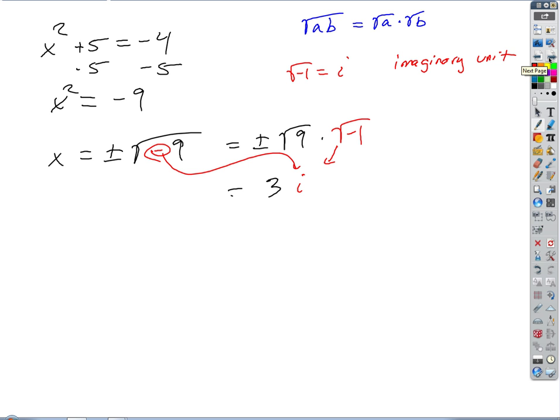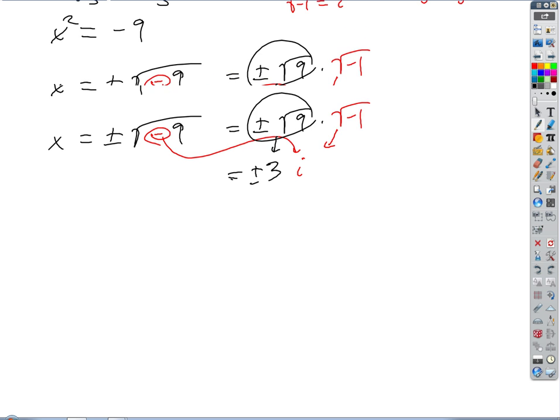Is it just minus 3i? Oh, no, it's plus or minus, you're right. Plus or minus 3, and the negative sign just becomes an i that we tack on, okay? Let's try just a couple more of those.